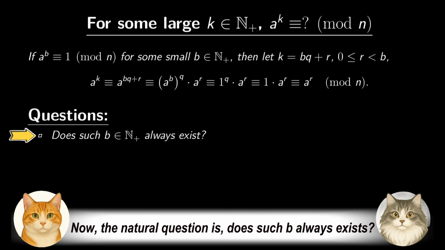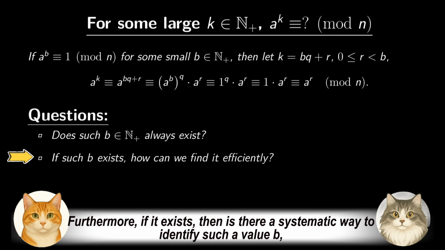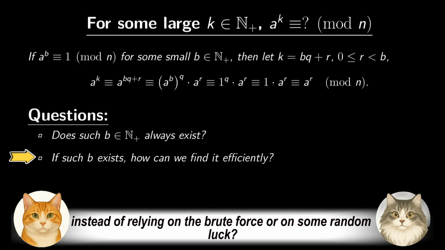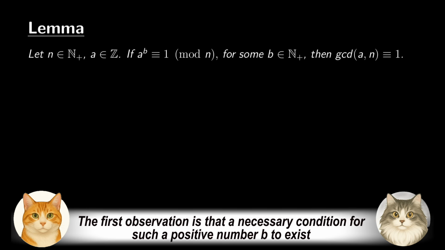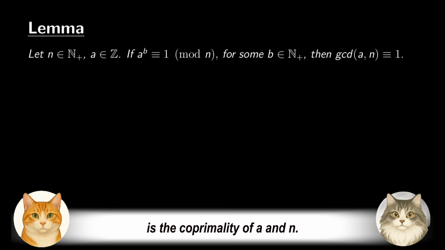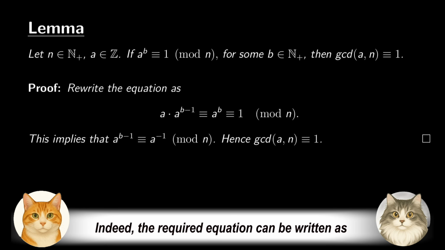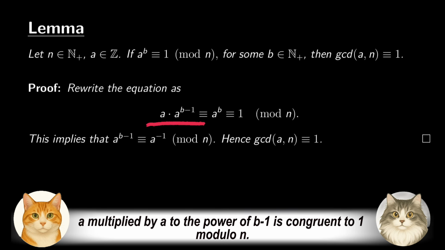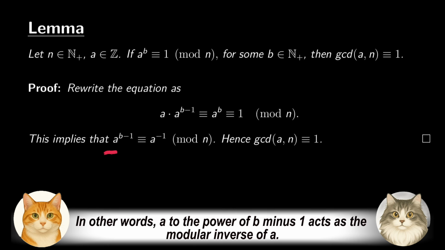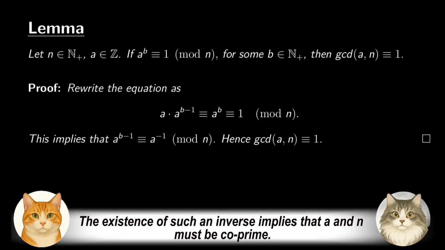Now, the natural question is, does such b always exist? Furthermore, if it exists, then is there a systematic way to identify such a value b, instead of relying on brute force or on some random luck? The first observation is that a necessary condition for such a positive number b to exist is the coprimality of a and n. Indeed, the required equation can be written as a multiplied by a to the power of b minus 1 is congruent to 1 modulo n. In other words, a to the power of b minus 1 acts as the modular inverse of a. The existence of such an inverse implies that a and n must be coprime.